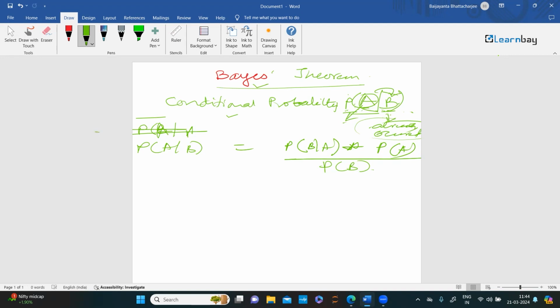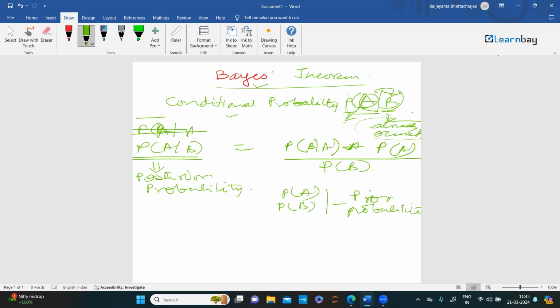Now, this is the revised probability, or the posterior probability. In terms of Bayes' theorem, we call this the posterior probability. We'll explain all this. P of A and P of B are the prior probabilities of events A and B.